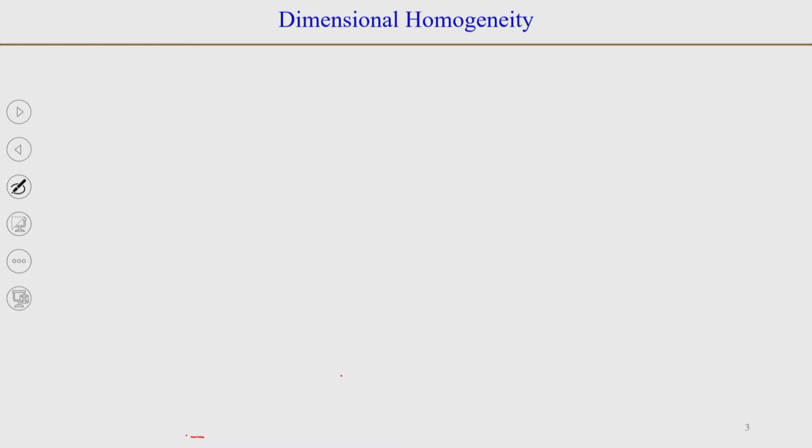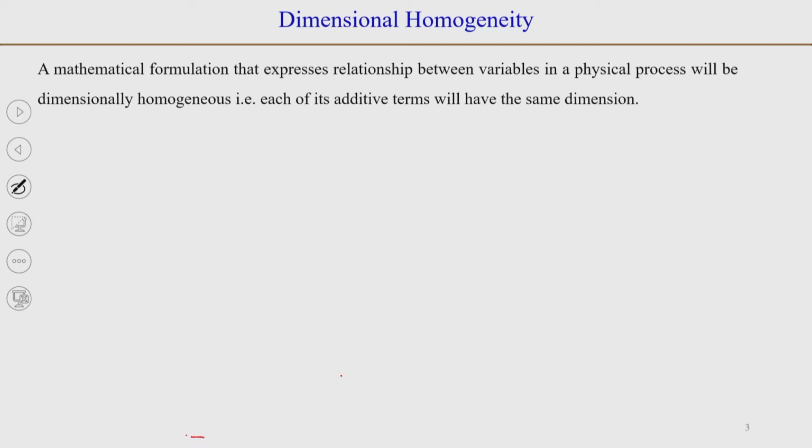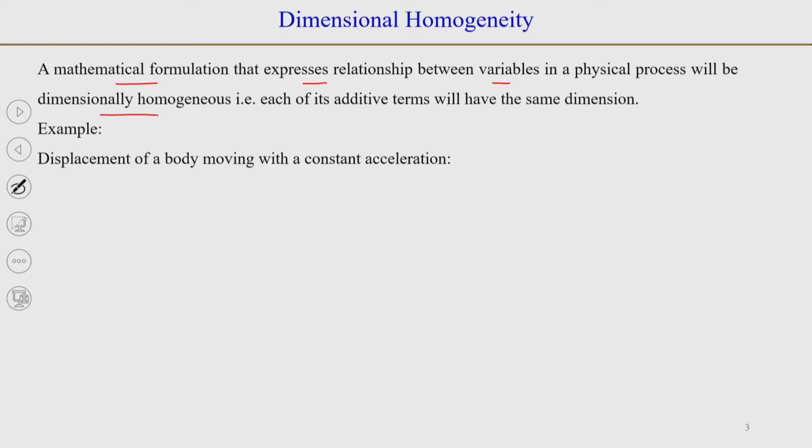So, we have looked at the principle of dimensional homogeneity in earlier classes. The principle of dimensional homogeneity suggests that basically you cannot add or subtract apples with oranges. That means a mathematical formulation that expresses a relationship between physical variables in a physical process should be dimensionally homogeneous. That is, the dimensions of each term that you add should be the same. Let us look at some examples so this statement becomes clearer.